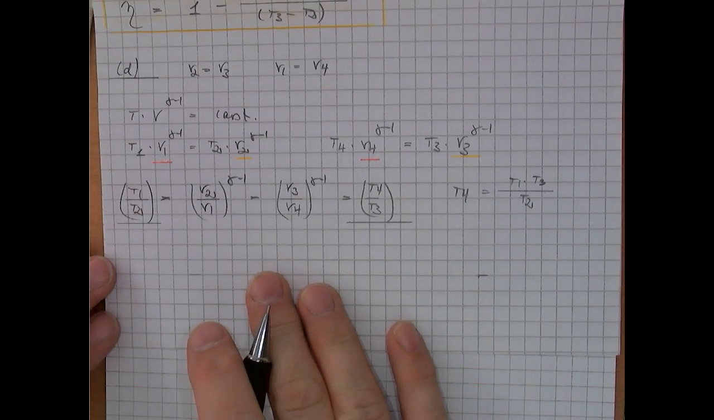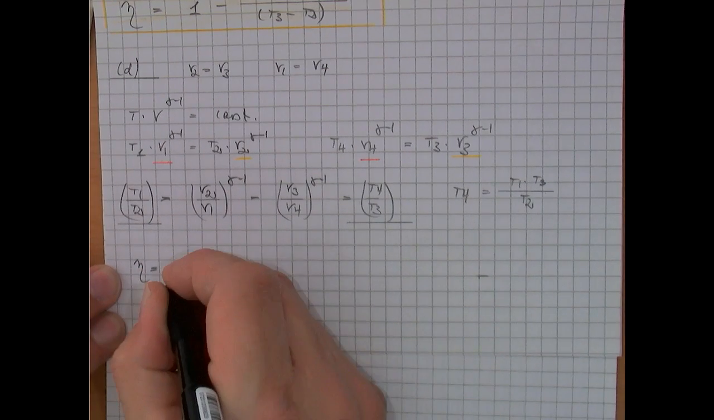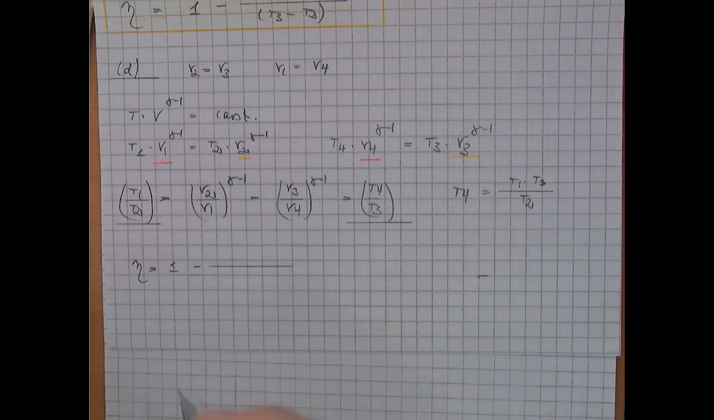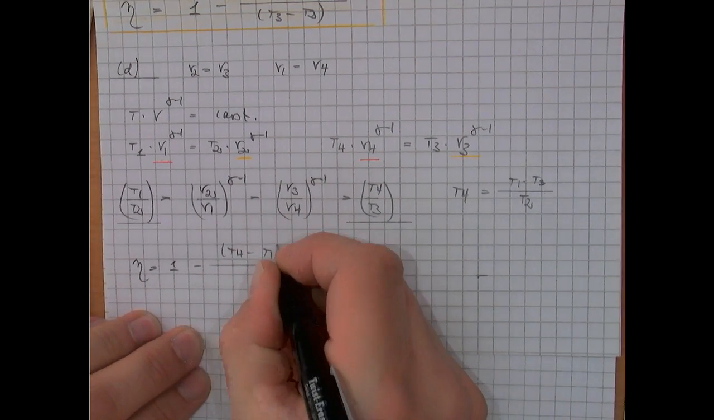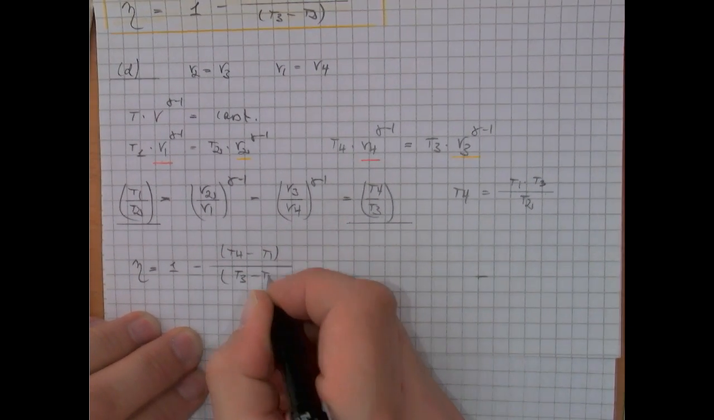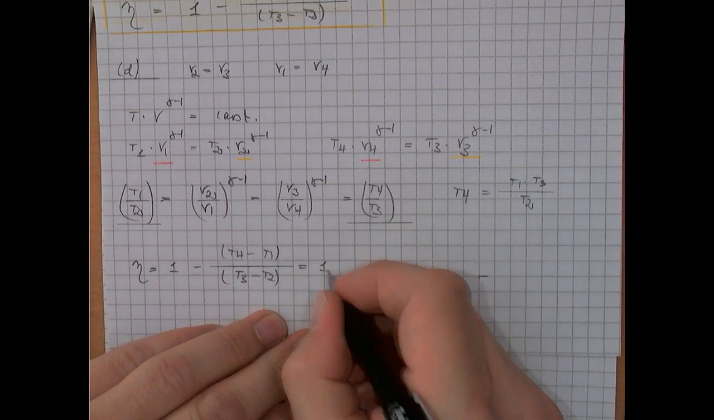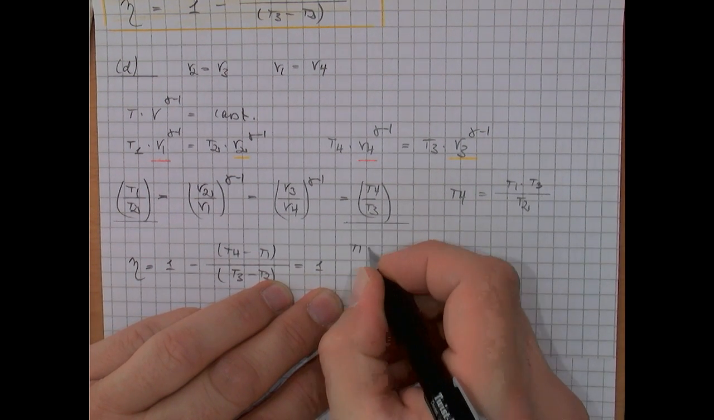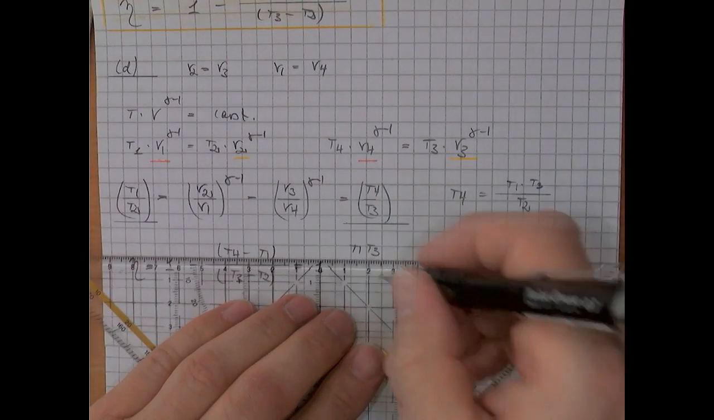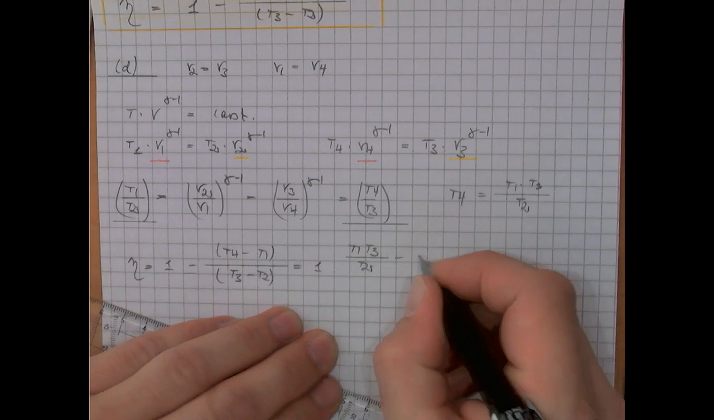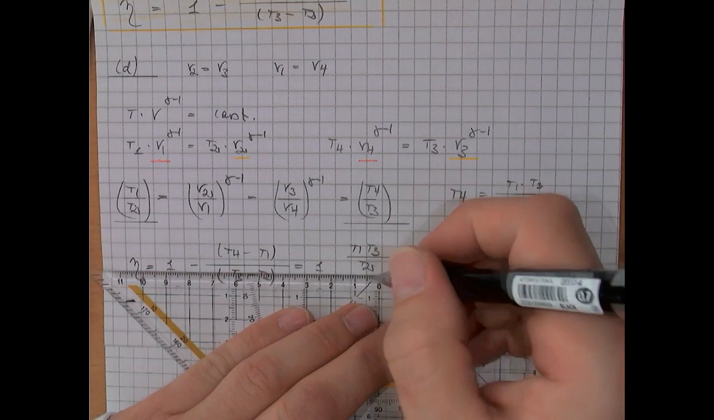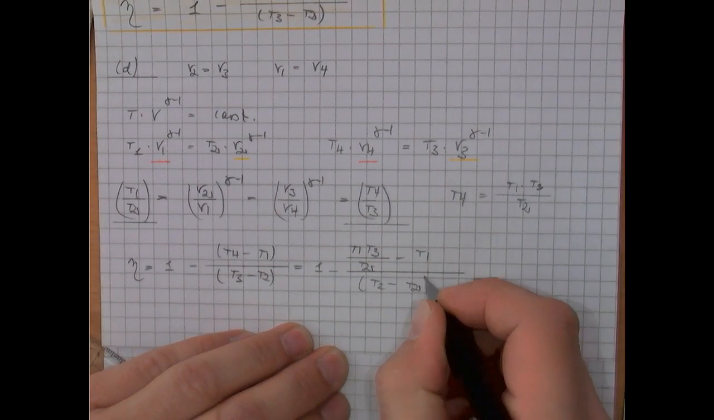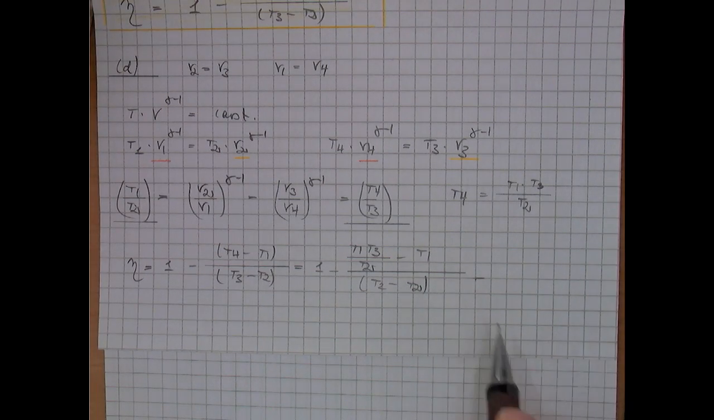And therefore we can write the efficiency now in the following form. Eta equals 1 minus T4 minus T1 over T3 minus T2. So then we have 1 minus, and we replace this expression for the temperature, T1 T3 divided by T2 minus T1, divided by T3 minus T2 here. So let's see how we continue with this now.